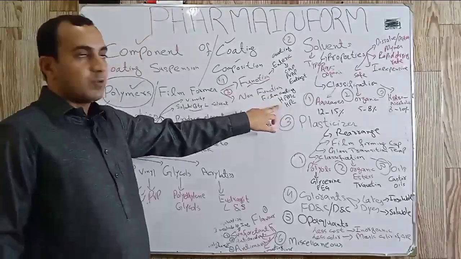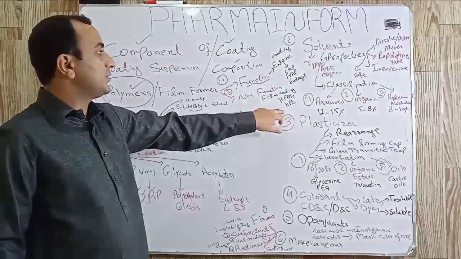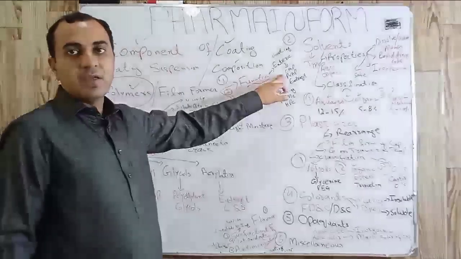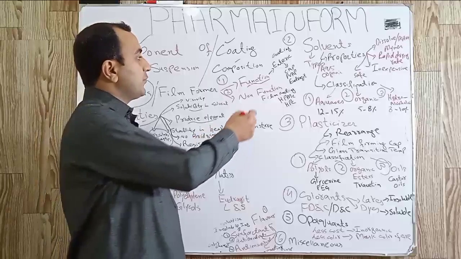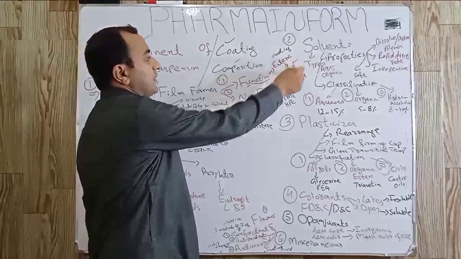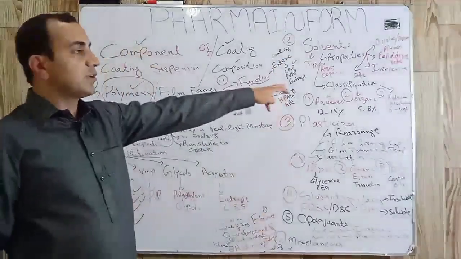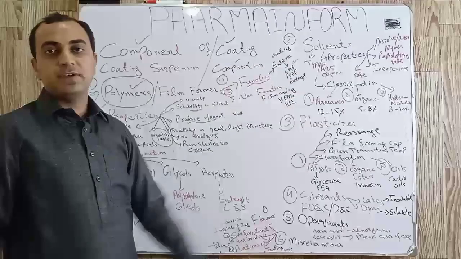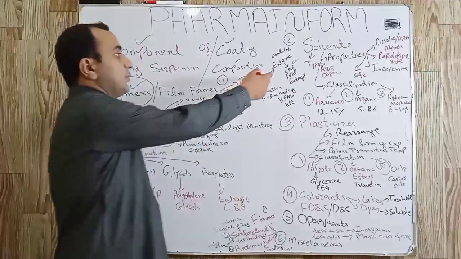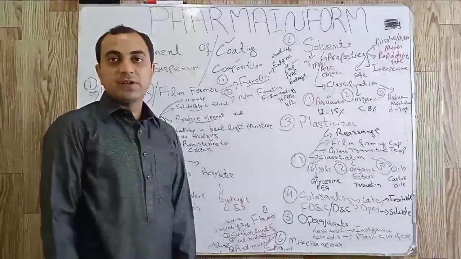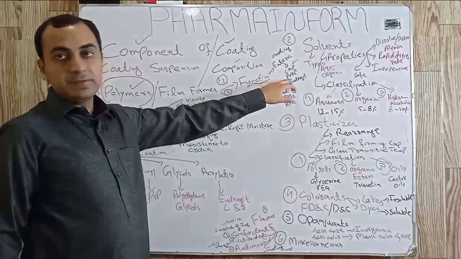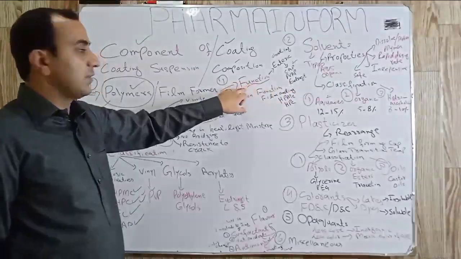The polymers used, HPMC or HPC, can modify the release of API. If we use cellulose acetate phthalate or Eudragit, these polymers affect the release of our API, so these come under the heading of functional coating.